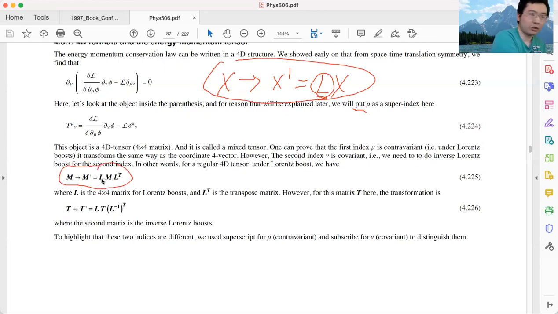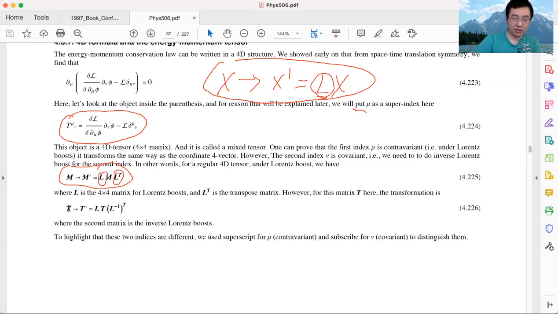For a rank 2 tensor, we need to multiply L on the left side and L transpose on the other side. If we look at the T mu nu we defined here, this guy is a 4 by 4 matrix, so in that sense, it's very similar to a 4D tensor. But it's not a 4D tensor. The reason is that if we perform Lorentz boost, this T mu nu doesn't follow the Lorentz boost of the rank 2 tensor.